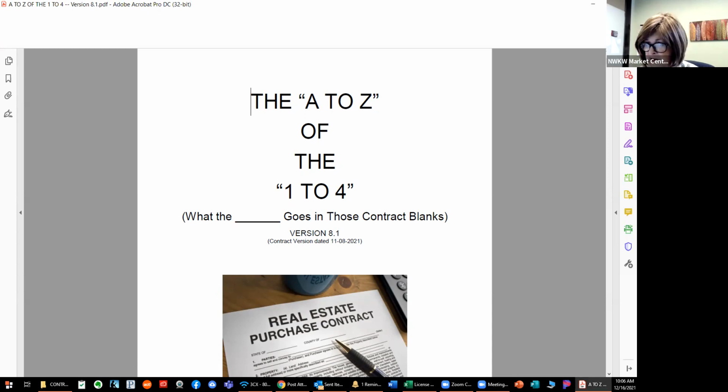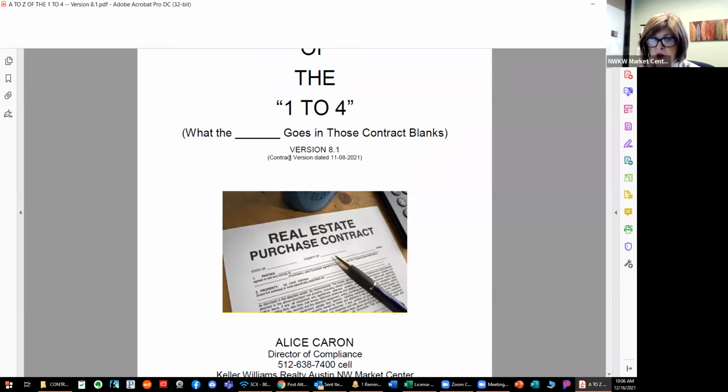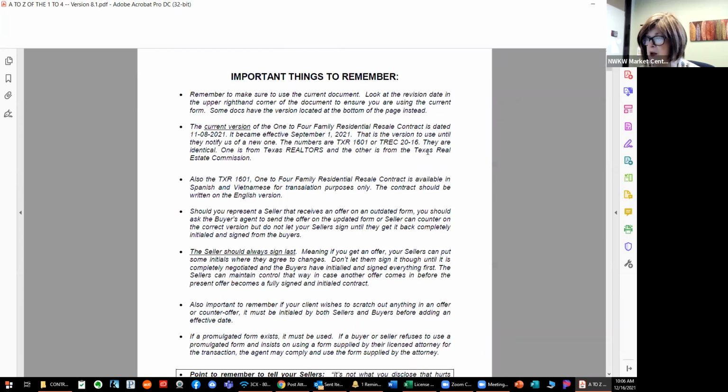Anyway, the A to Z of the 1 to 4 is, like I said, the primary document that you're going to use. Every time I change it, if you come to this class more than once, you can see what version it is on this page here. When I make a change or revise something, I change the number. We're at 8.1, just to give you an idea that things do change. When I started out, it was 1.0.